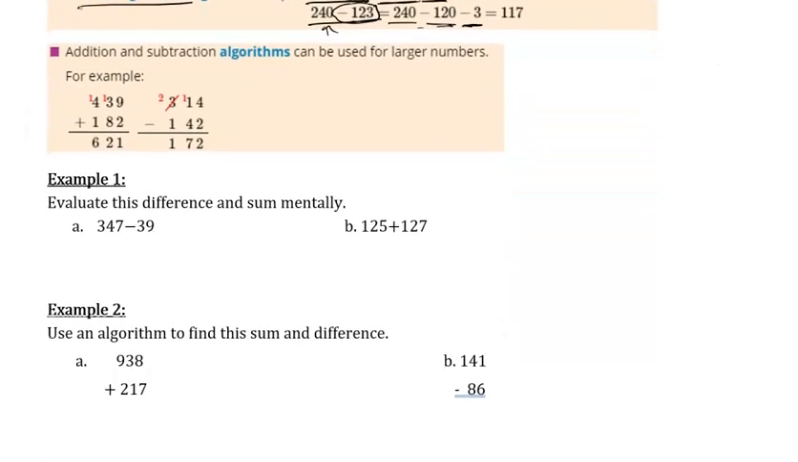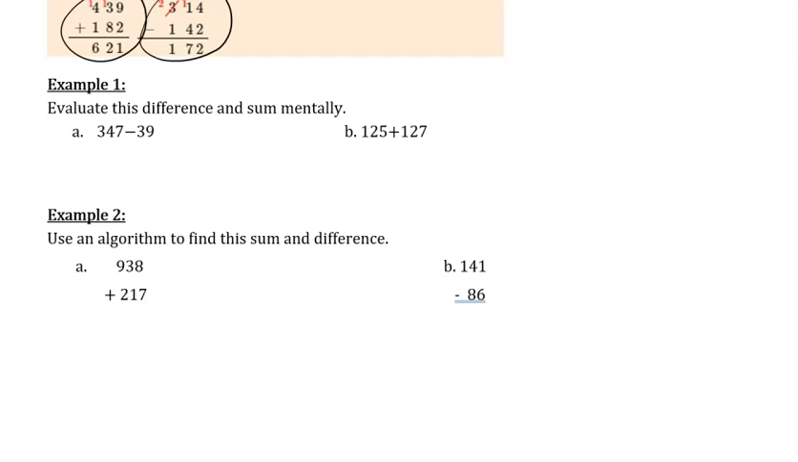You can use an algorithm. An algorithm is just how we were taught to line things on top of each other and add and subtract, and this is where we borrow from the columns next door. And I'll show you an example of that here. So evaluate the difference of this sum mentally. Well, for this one, I'm going to think of 347 minus a much friendlier number of 40, and then there's that one to take care of. But the question is, am I going to take away that one, or am I going to add that one?